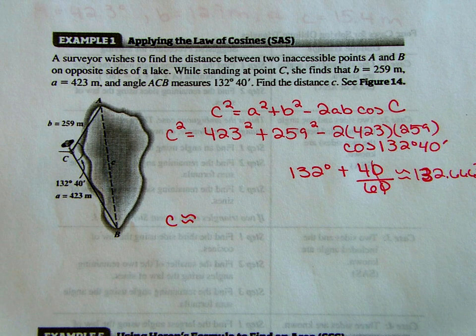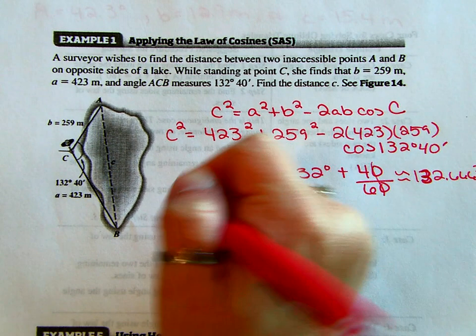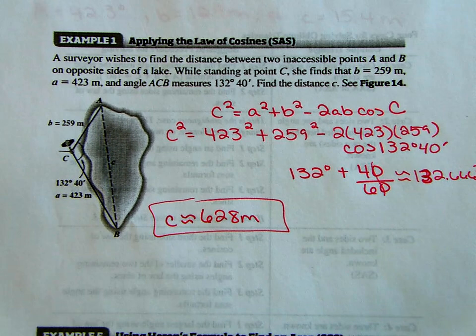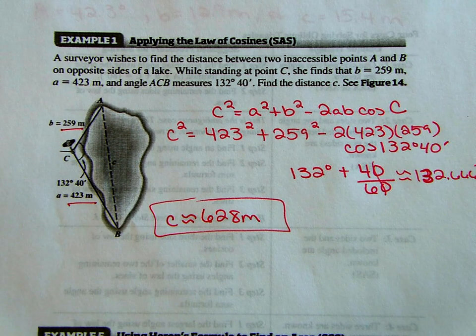Has anybody gotten it yet? 628. Yeah, 628 meters. This doesn't check that your answer is 100% accurate, but if you add the 423 and the 259, based on our triangle side length restrictions, that had better be greater than what we just got. So you can do a very general check just to make sure your answer makes sense in terms of the side restrictions, and 259 plus 423 is greater than 628.